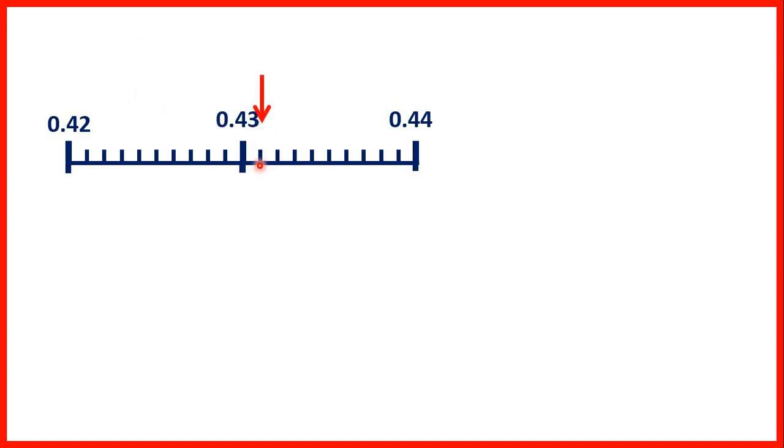Now we have 1 thousandth after 0.43, so that's 0.431. Now we have 5 thousandths after 0.43, so that's 0.435. And finally we have 0.438, and notice 0.438 is less than 0.44.